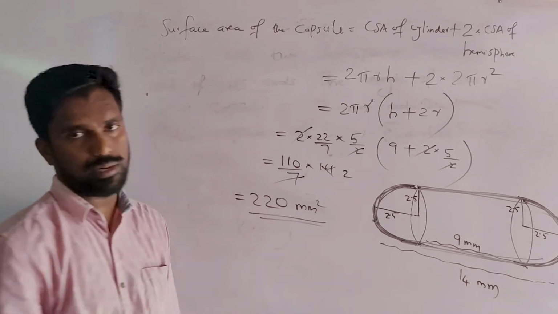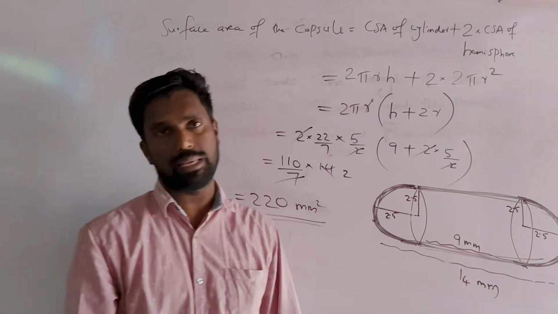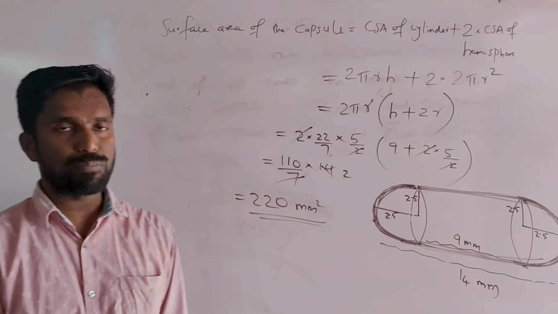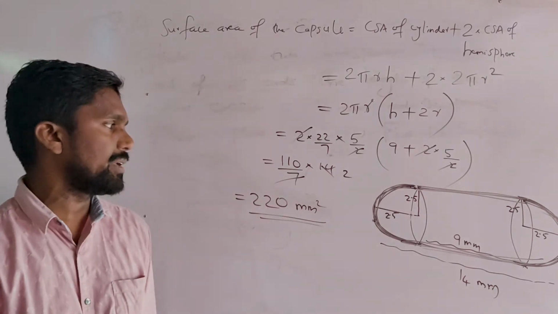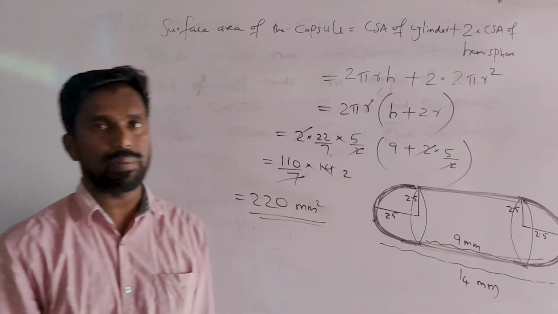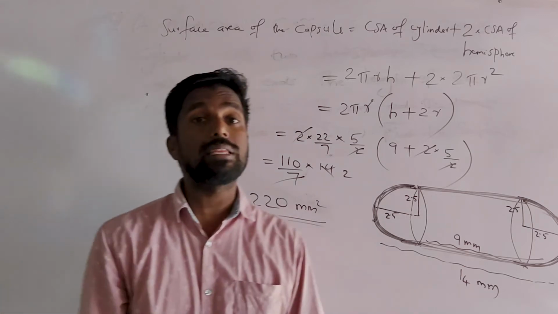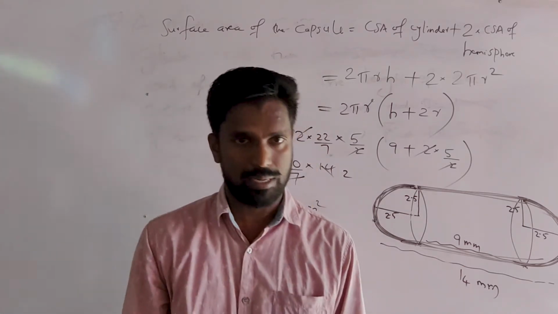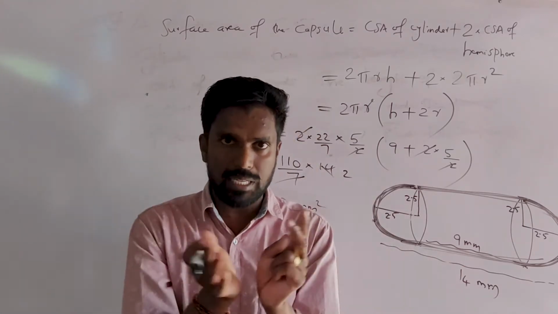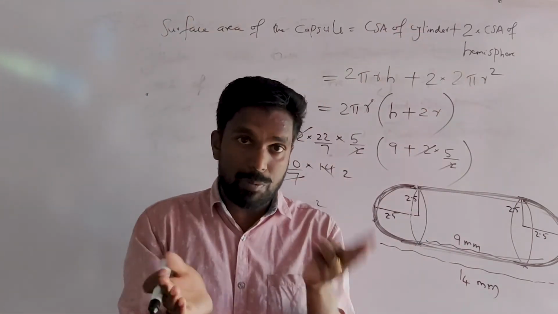millimeter square, because this is millimeter. Length of the entire capsule is in millimeter, radius is in millimeter, so height of the cylinder is in millimeter. So you will get the surface area 220 millimeter square. We added CSA of cylinder and 2 CSA of hemisphere.